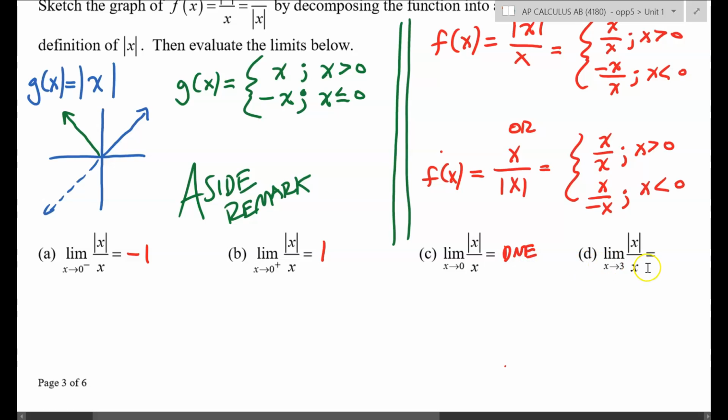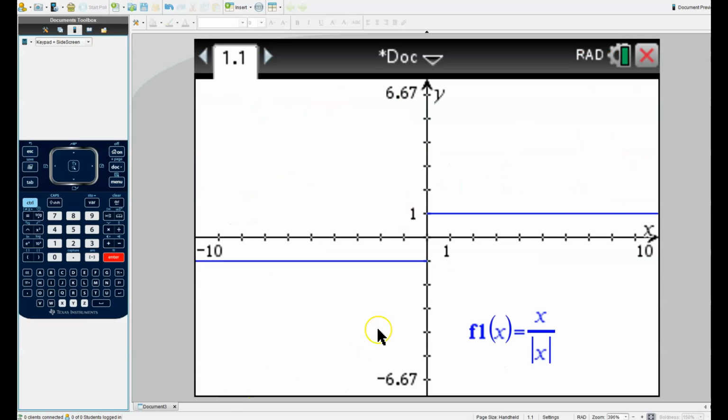And what happens at 3? Well, we're at 1, right? At 3, we're at 1. We're always at 1 if we're greater than 0, aren't we?